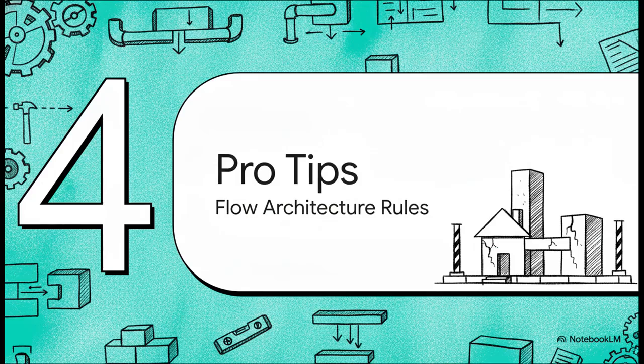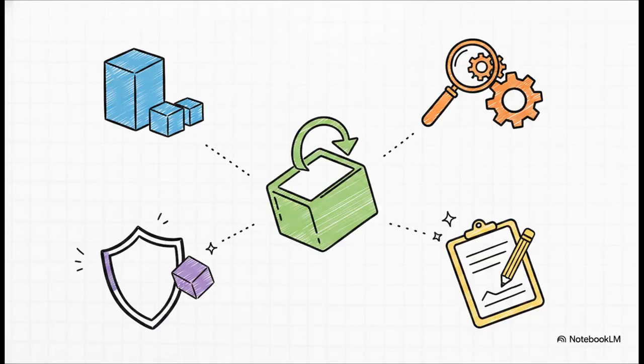To wrap up our architectural review, I want to leave you with Section 4, Pro Tips for Success. Consider these the essential building codes to keep your automated house from collapsing. Here are your 5 rules for flow architecture. First, start simple. Automate one single task at a time. Second, build and test every step before you scale.